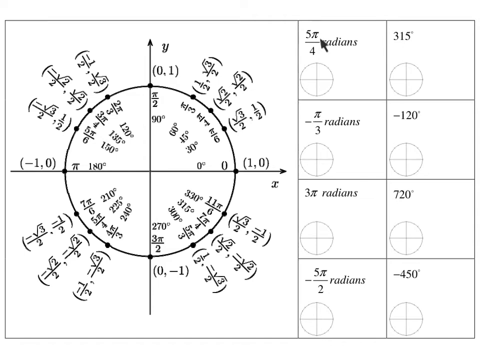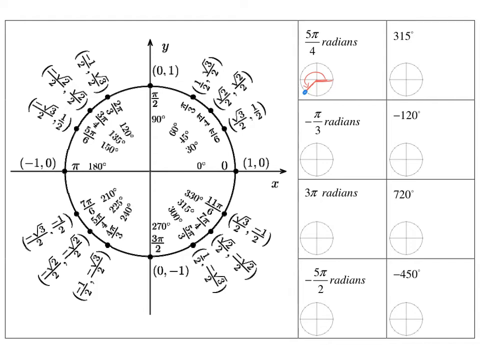Now, I want to find the terminal point for 5 pi over 4 radians. So first thing you want to do is where is 5 pi over 4 radians? And what you'll catch on to is 5 pi over 4 radians, well, that's 1 pi and a fourth. So what you should notice is that's what we're looking for. So the terminal point is right here.